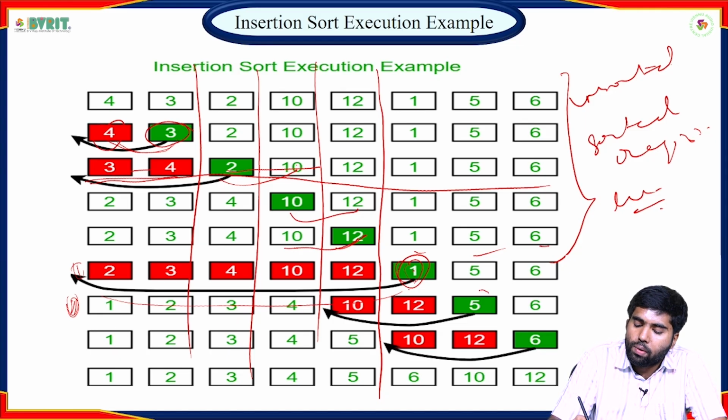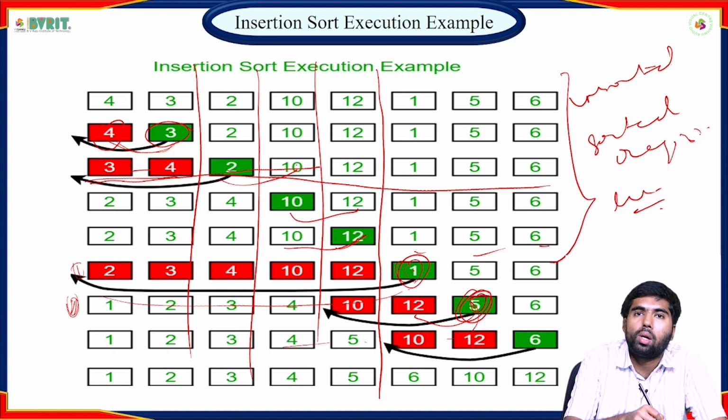Okay, next is the fifth element. So in the fifth element, what are we doing? In the fifth element, you see the comparison. Based on the comparison, we tell that 5 is less than 12. Yes, it is less than 12. So what we are doing? We are sorting it out.